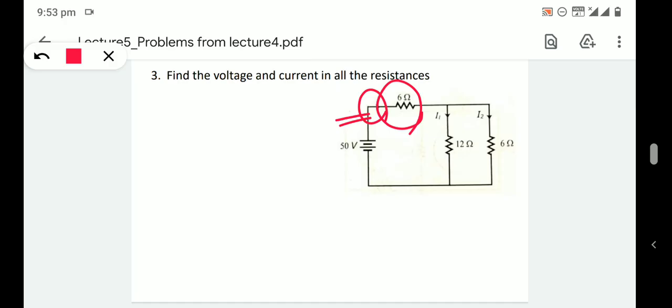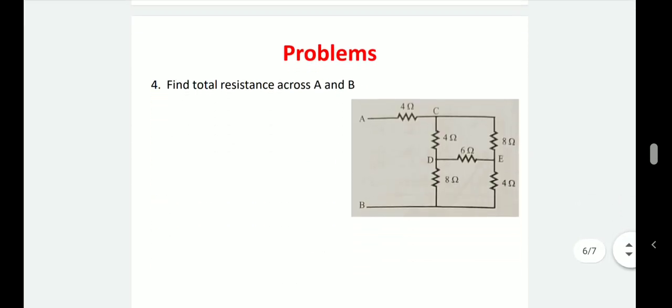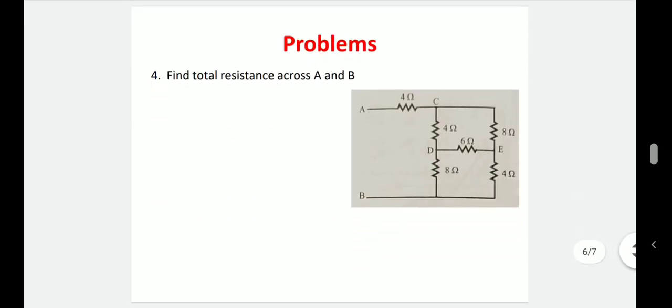Then if we get this current, we can apply current division to find I1 and I2. If we get I1 and I2, the voltages across the 6 ohm and 12 ohm resistors can be found out. Okay, so this problem can also be solved. The first 3 problems are based on voltage division and current division rules, and the next problem is based on delta-star and star-delta conversions.